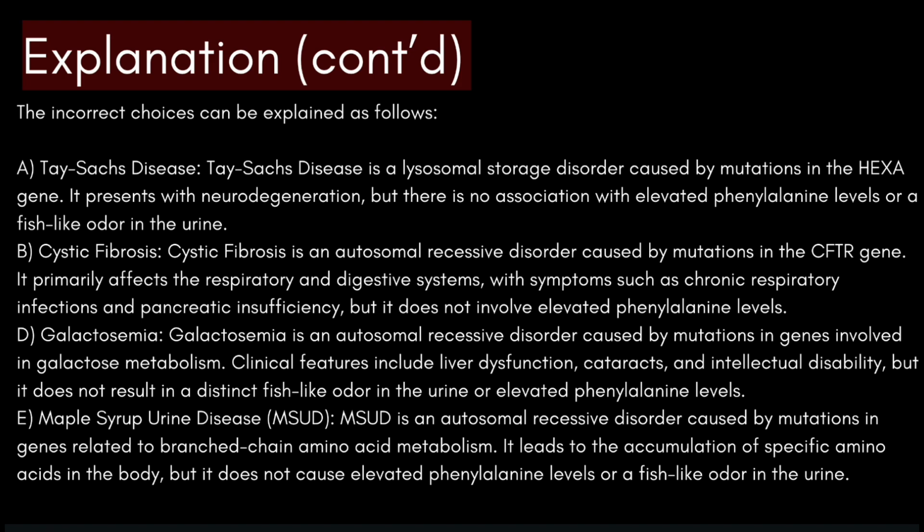Clinical features include liver dysfunction, cataracts, and intellectual disability, but it does not result in a distinct fish-like odor in the urine or elevated phenylalanine levels. Maple syrup urine disease, MSUD, is an autosomal recessive disorder caused by mutations in the genes related to branched-chain amino acid metabolism, leading to accumulation of specific amino acids in the body. It does not cause elevated phenylalanine levels or fish-like odor in the urine.